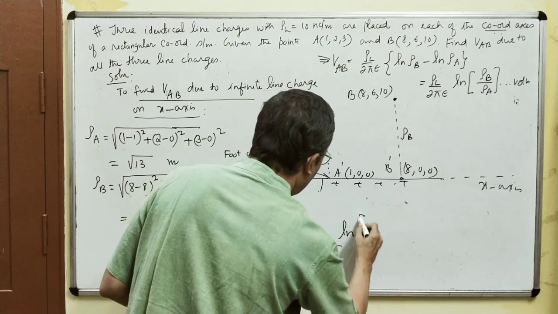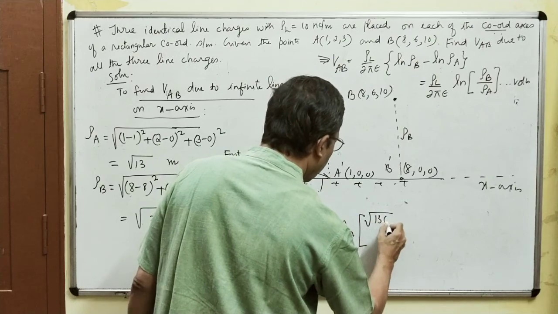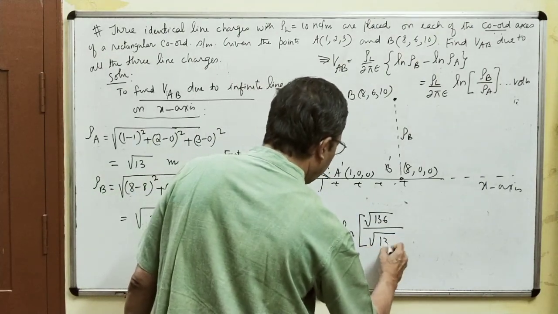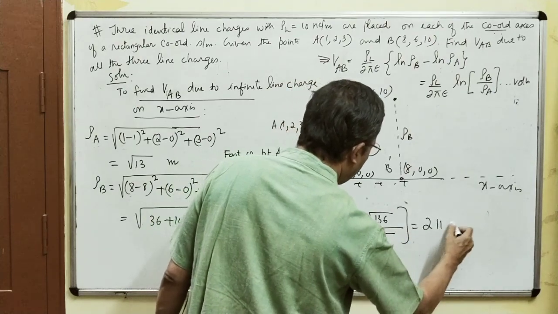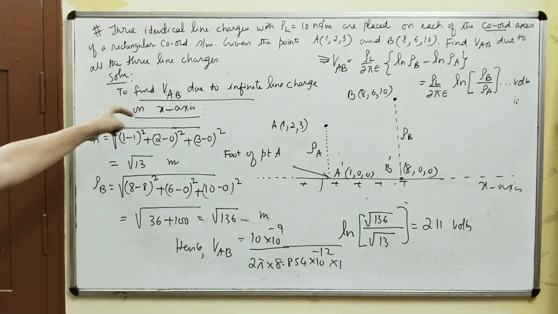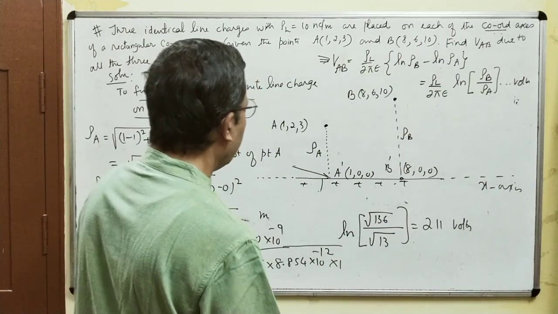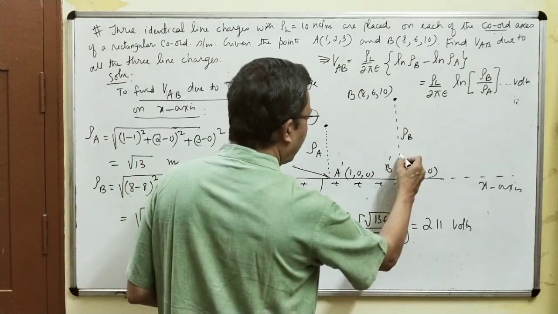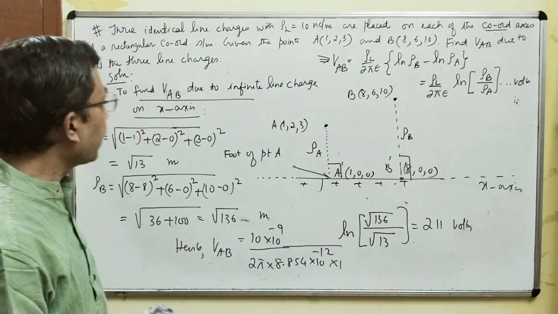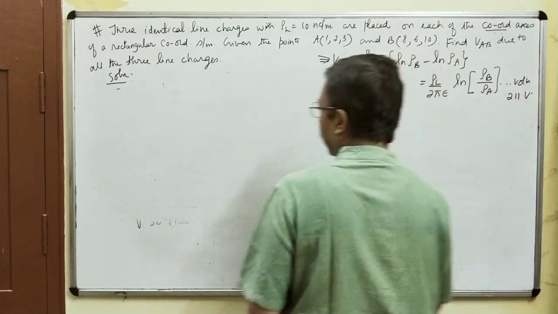Natural logarithm of rho B divided by rho A. Rho B is root of 136, and rho A is root of 13. Use a calculator and simplify, you will get 211 volts. This is VAB due to the infinite line charge on the x-axis. Please note that rho A and rho B are at right angles to the x-axis. That means this angle is 90 degrees, this angle also is 90 degrees. 11 volts.